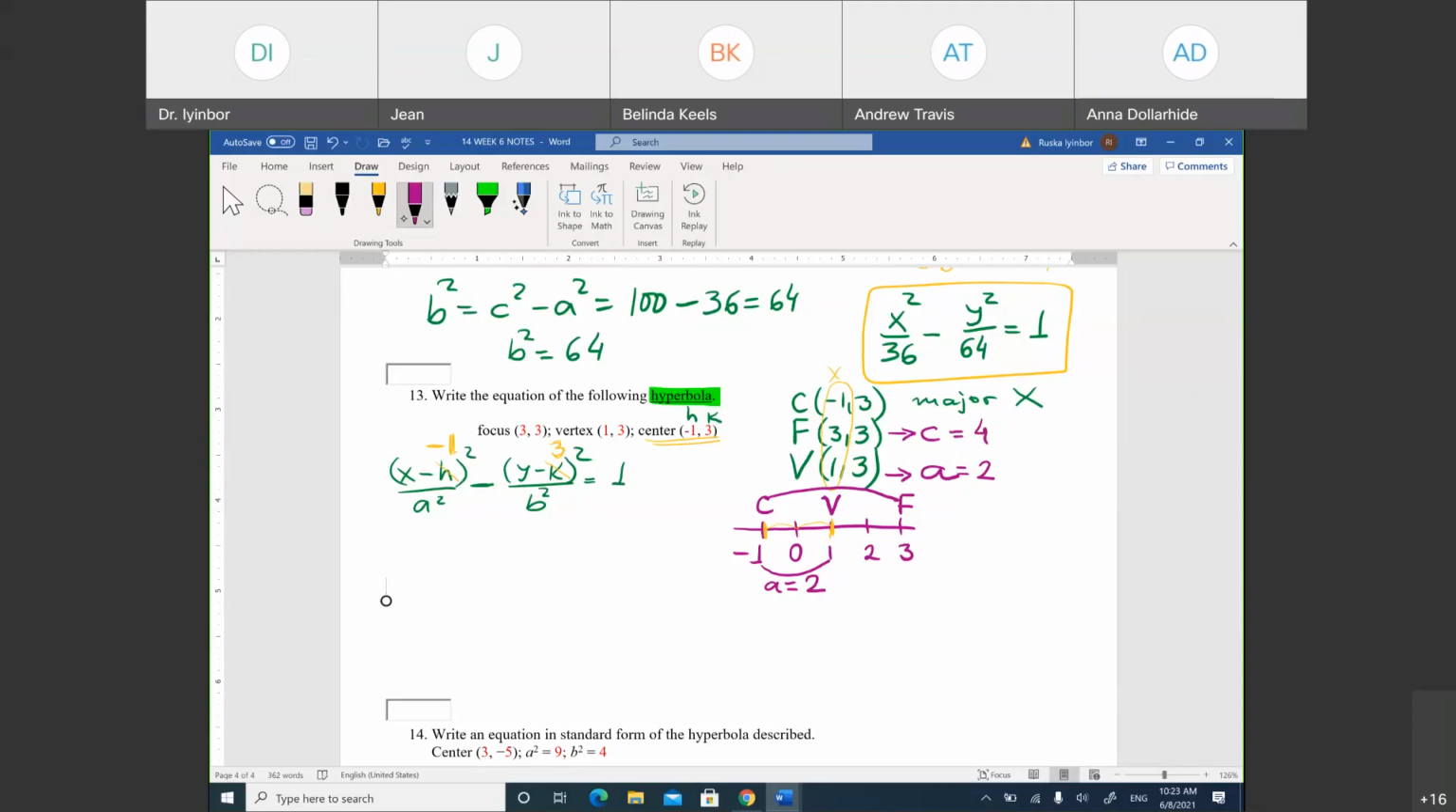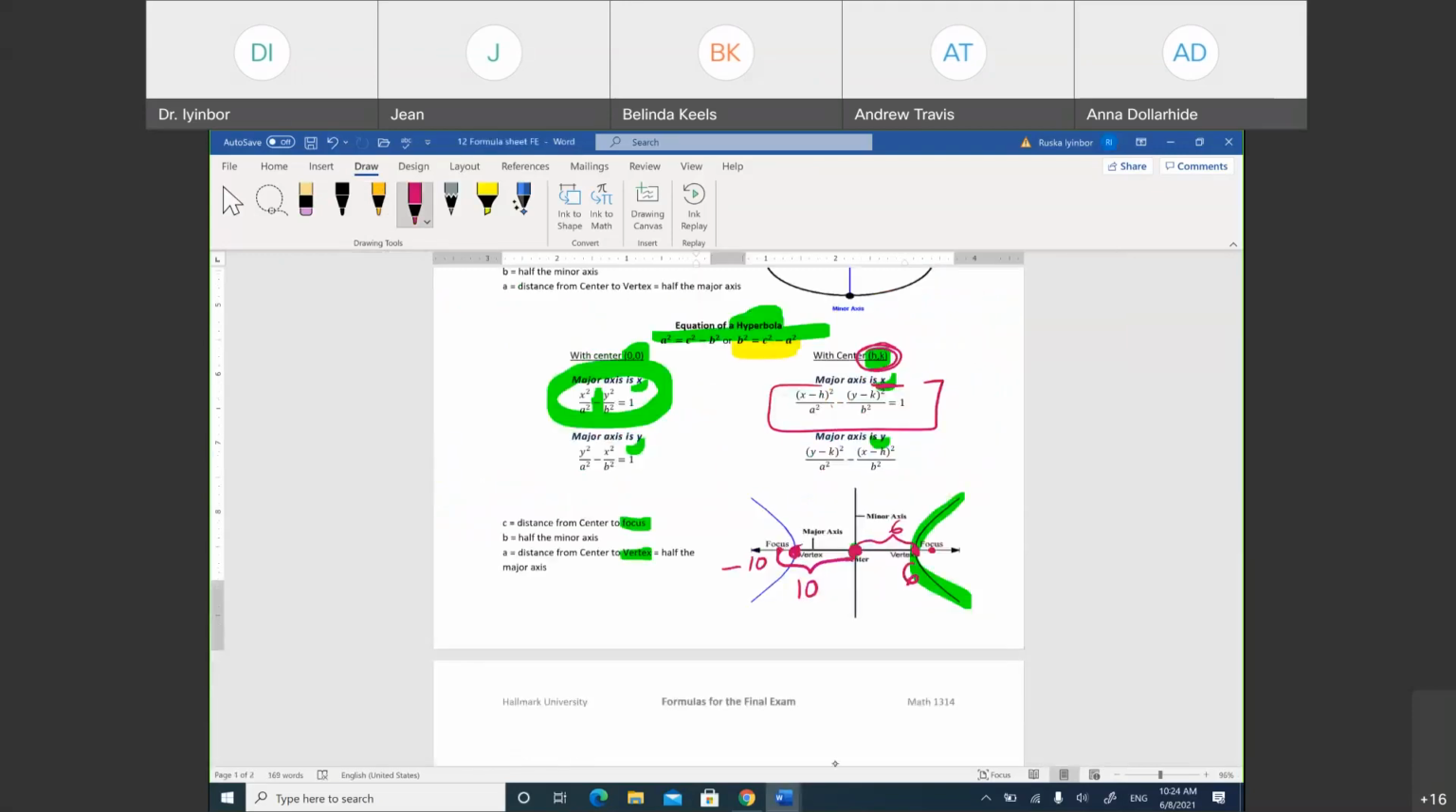So A is 2, C is 4, and if A is 2, what is A squared? Squaring that is 4. And what is C squared? 4 times 4 is 16. So I'm replacing A squared with 4. Now I have to find B squared, and I'm going to use the formula for B squared for the hyperbola, this one here. B squared is C squared minus A squared.